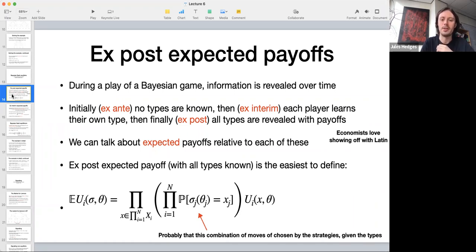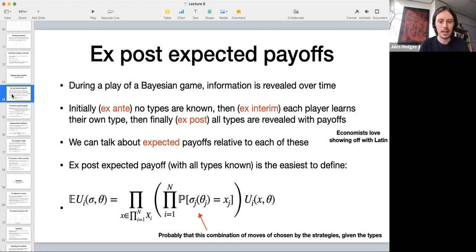And then at the end of the game, payoffs are awarded, at which point you can think of the types as all being revealed. So traditionally, because economists love showing off with Latin, these three phases are called ex ante, ex interim, and ex post. So we can talk about expected payoffs relative to each of these knowledge states, or, the fancy way of saying that, epistemic states.